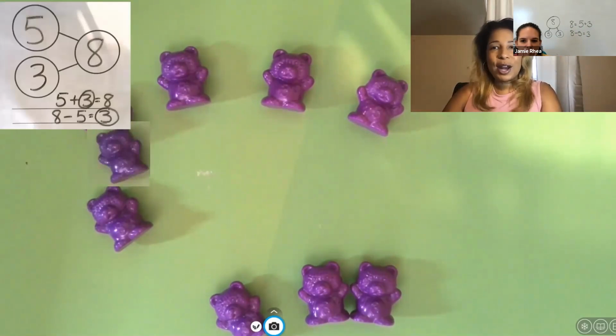Do both of your number sentences match your number? Did you get the correct answer? Let's look at how hers are written and how mine are written. She has 5 plus 3 equals 8, but I have 8 equals 5 plus 3. Is that okay?